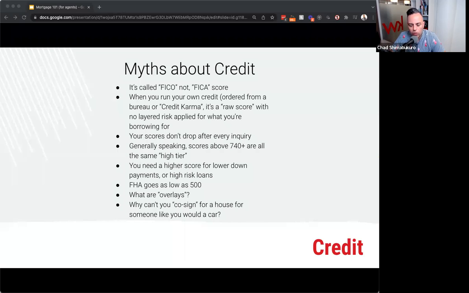What are overlays? Overlays are, as I mentioned before, if you're in a condo, or if you don't impound your tax and insurance in your monthly payment, or the condition of the property is less than desirable, or your credit score is lower than desirable. Those are called overlays, whereby that specific lender is going to charge you a little bit more for that circumstance you're in that makes it high risk.